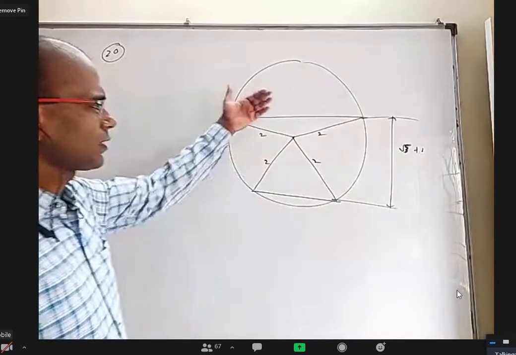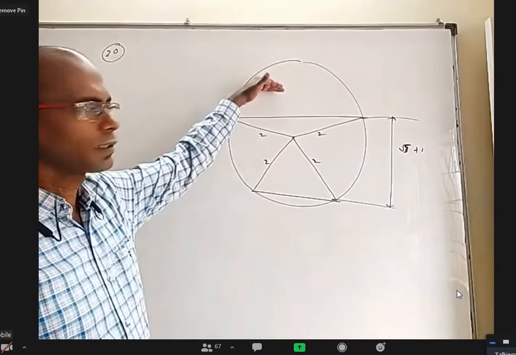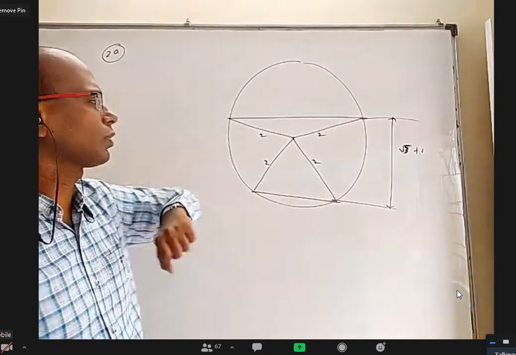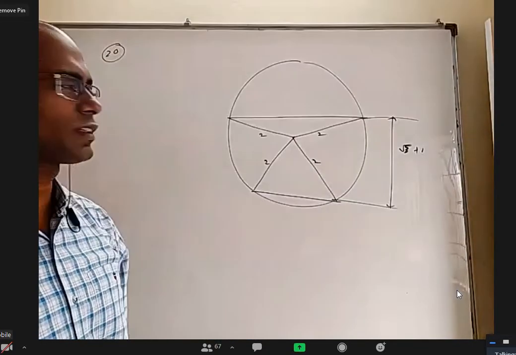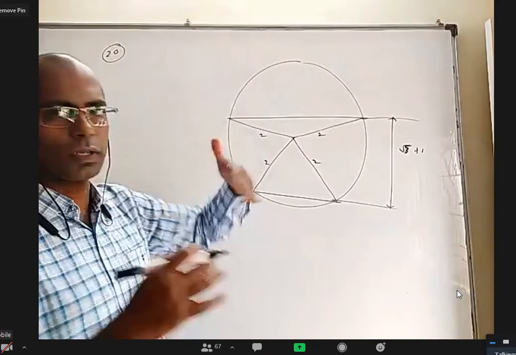Actually, I took them on either side of the center. I could take them on the same side, but then that distance cannot be root 3 plus 1, because root 3 plus 1 is 2.732, which is more than the radius 2. So if they are on the same side of the center, how can that be?